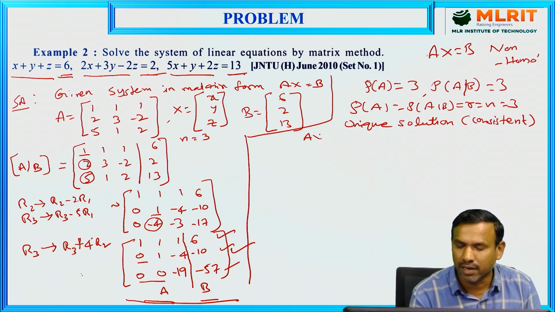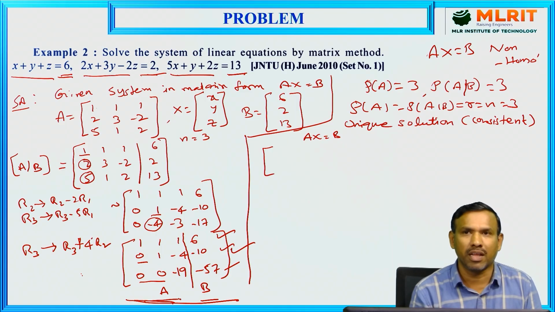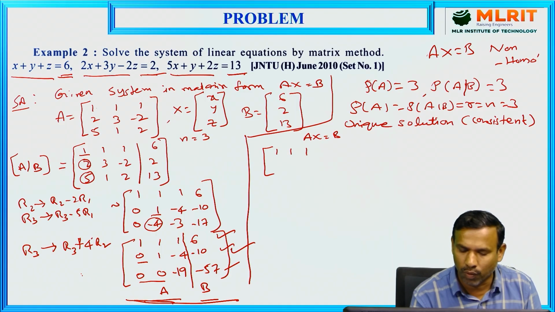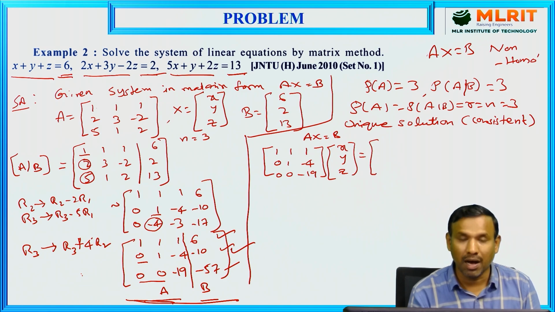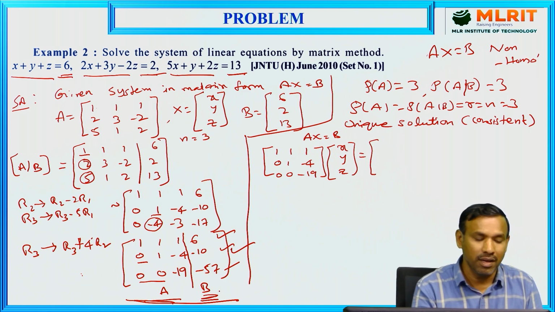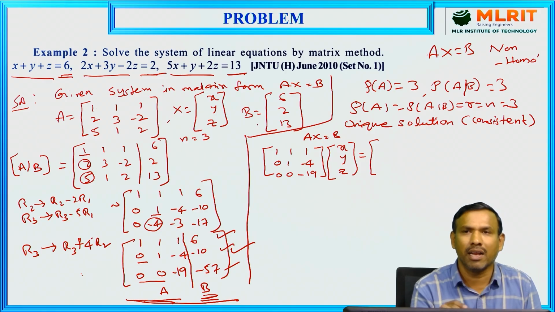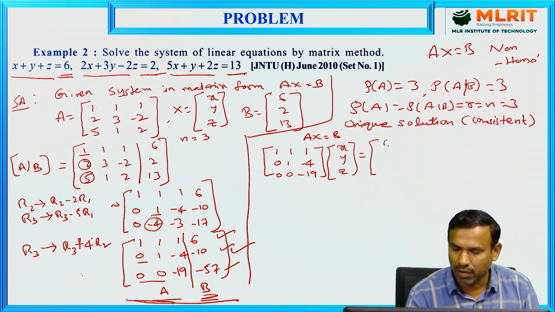So we take the system AX is equal to B. Here A means the transformed A from the last step. So we have 1, 1, 1, next 0, 1, minus 4, 0, 0, minus 19 into X, where X means x, y, z. B means RHS matrix, so the new transformed B, not the initial B. Initial B we should not take. If you take it, the same equation is formed, you can't solve. Here some zeros are there, easily we can solve, and some variables are reduced here, right? So 6, minus 10 and minus 57.